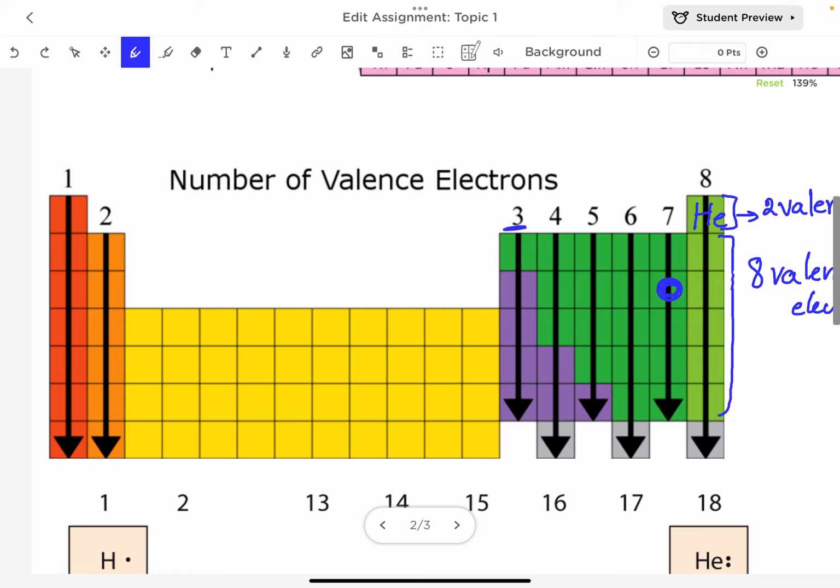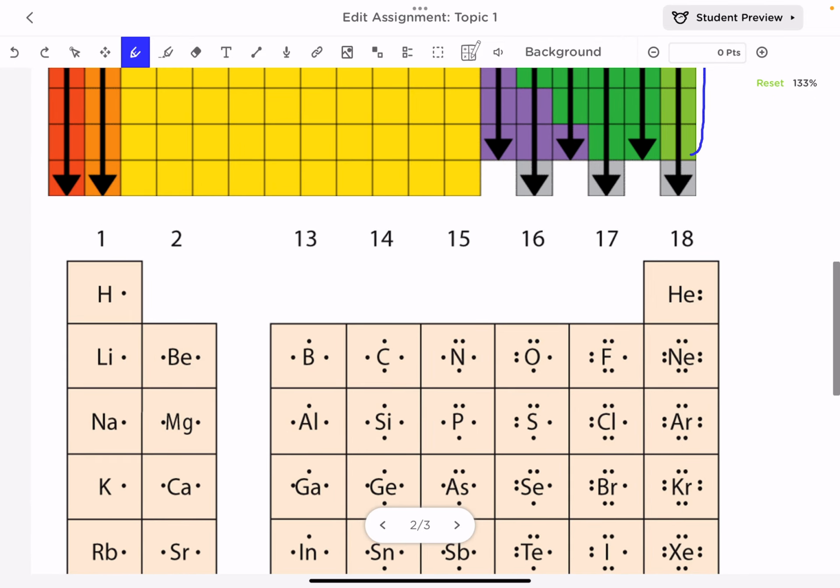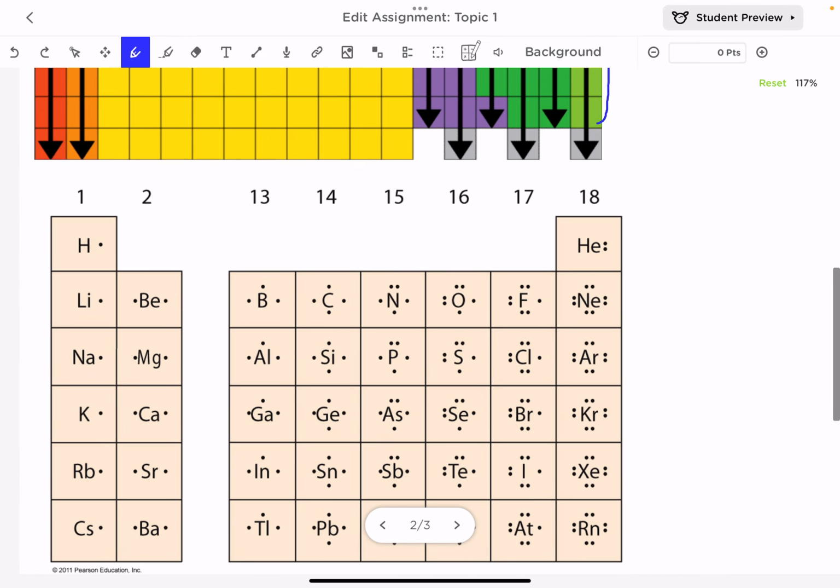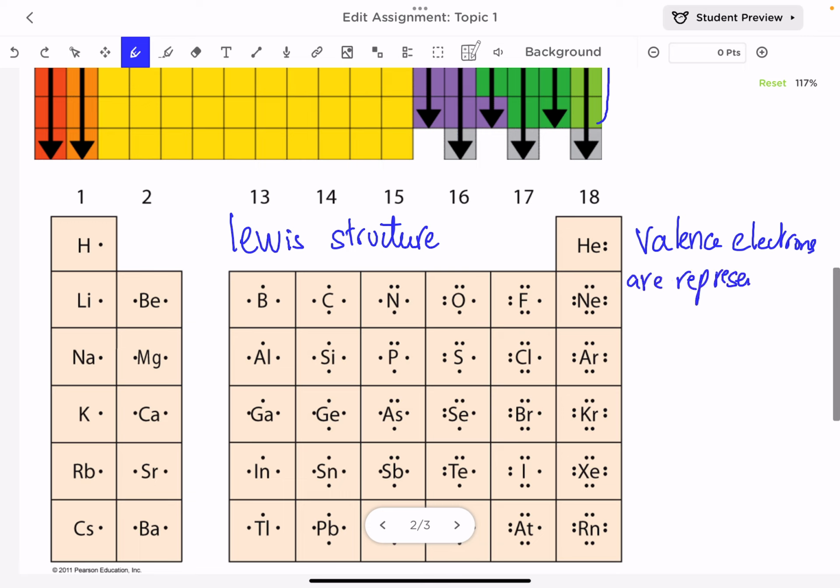Now, there is a direct relationship between the number of valence electrons and the Lewis structure. In the Lewis structure, we represent the valence electrons by dots. Valence electrons are represented by dots. And many students get confused with this.